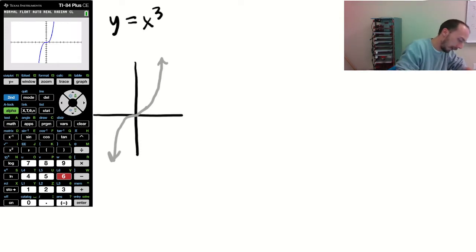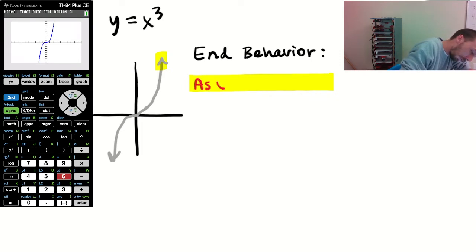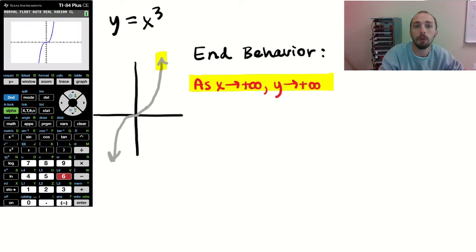Now on your sheet, it probably is going to ask you about the end behavior of this thing. Okay, and that's where we're talking about what happens in the extreme cases. So for this one, on the right side, as x approaches positive infinity, so does y. Y is also approaching positive infinity. That just means the farther I go to the right, the higher the graph gets, and there's no limit to that. We could make x to the 3 as big as we wanted by choosing x's that were big enough.